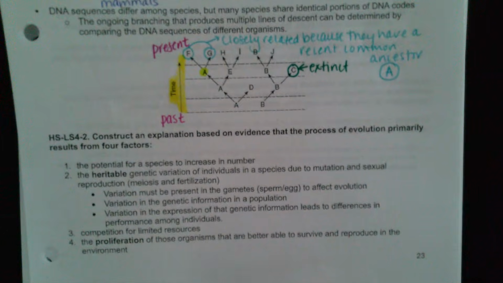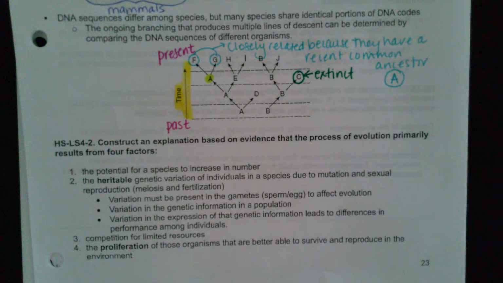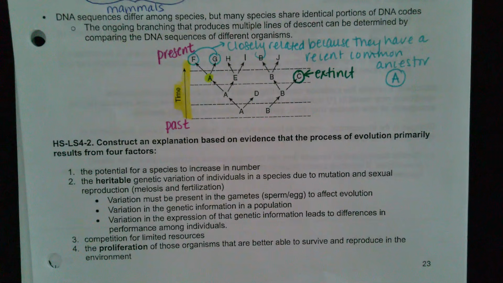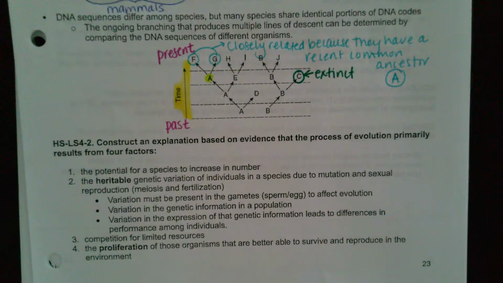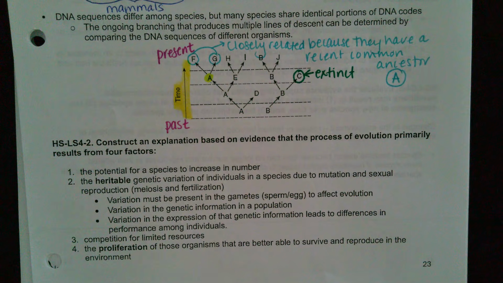Now on to the actual evolution piece. You'll see that there's a lot of overlap in these sections. So I might go through a few things on the next page kind of quickly because they'll be covered on this page as well. It says, construct an explanation based on evidence that the process of evolution primarily results from 4 factors. So evidence means that they're going to give you something in the passage, but keep in mind, it's not just pulling that information from the passage. You're going to have to explain that evidence.